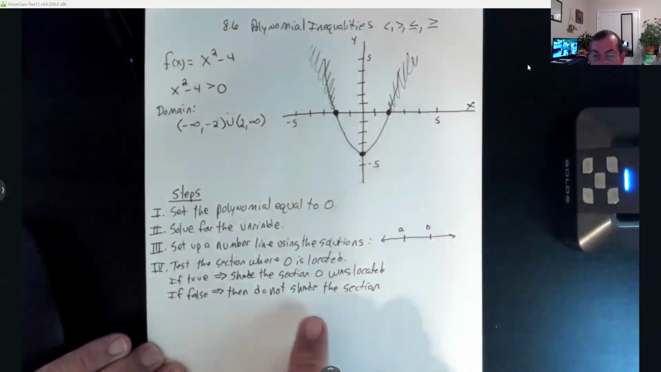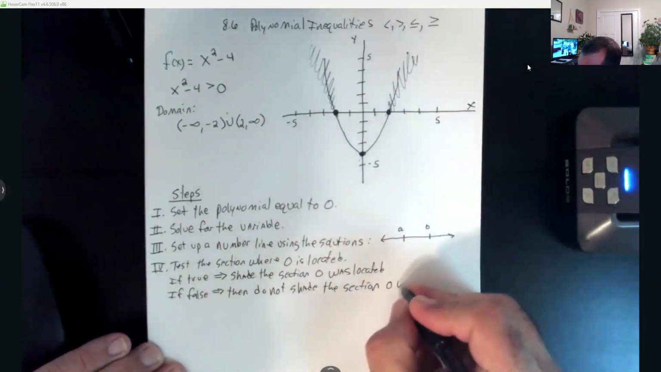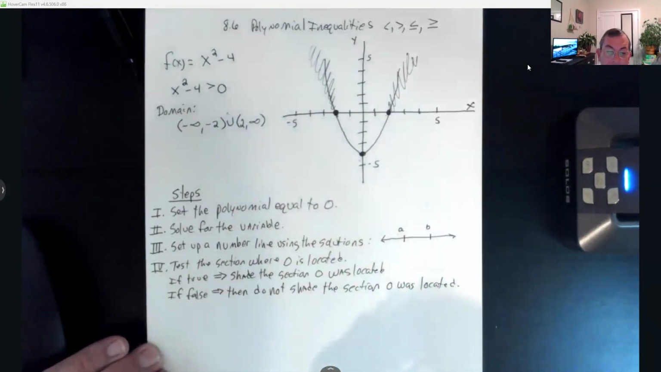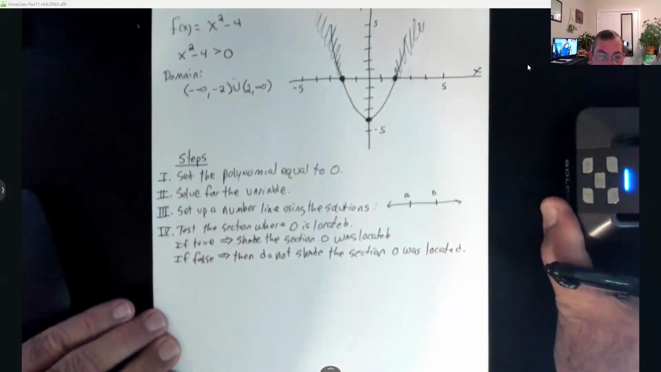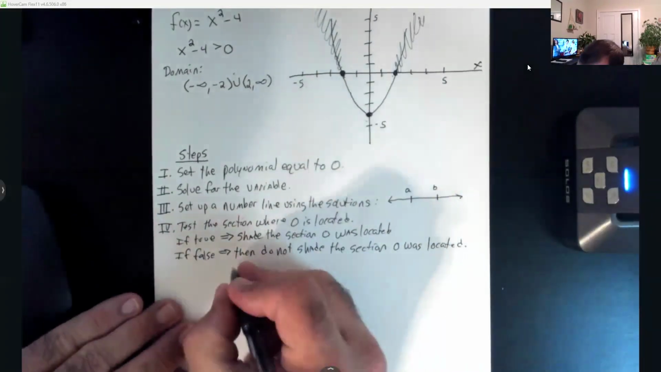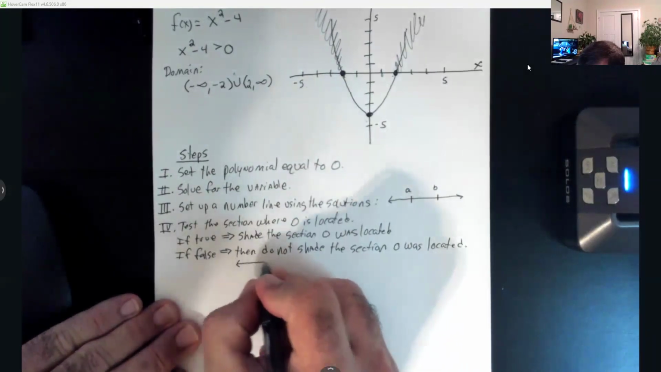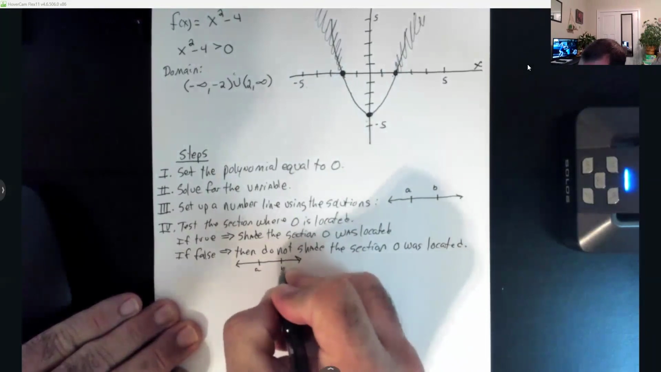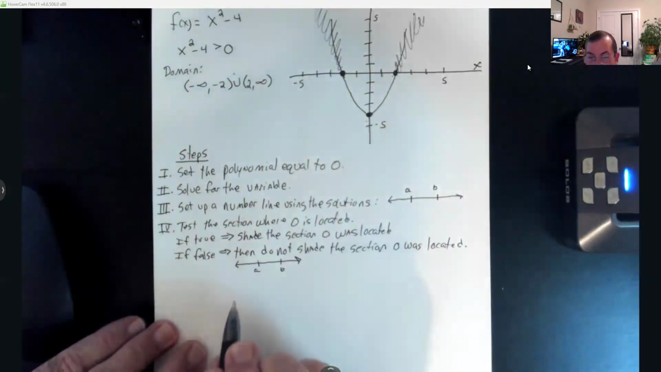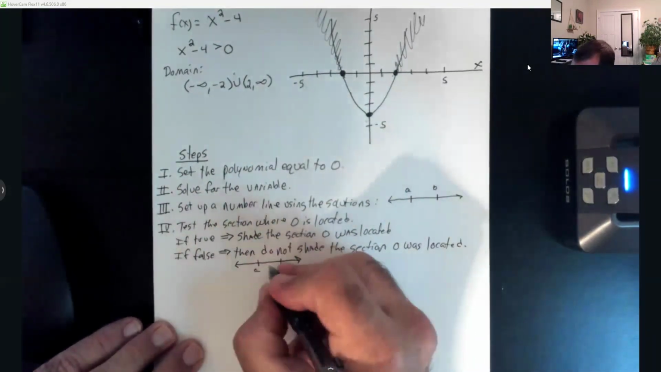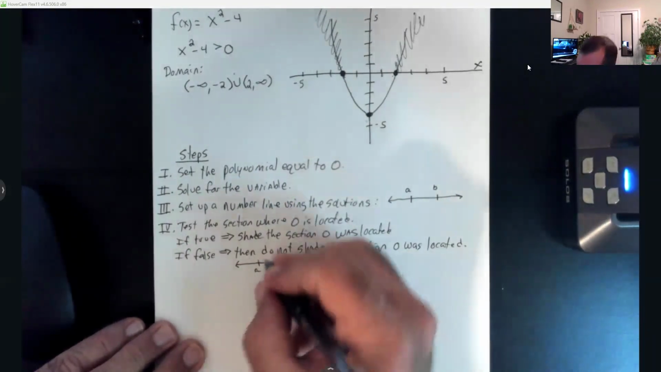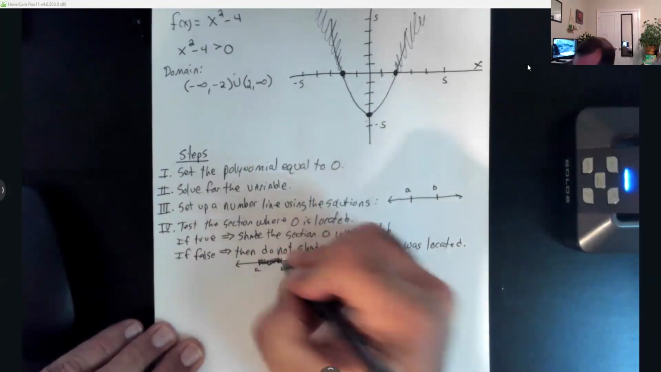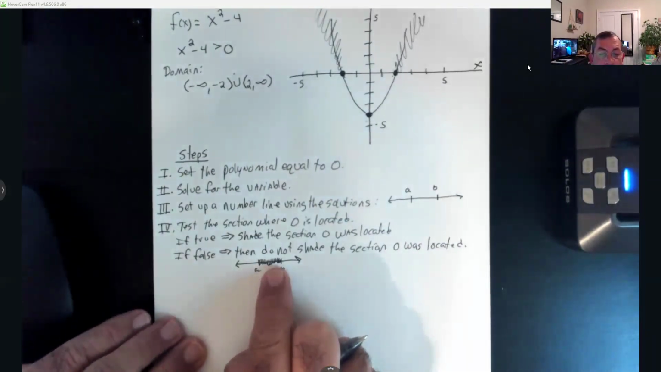So do not shade the section where 0 was located. Now, there's two cases that'll happen when we do this. So here's my A and B. Say 0 was located in between A and B, and it was true, then I would only shade that section where the 0 was located.